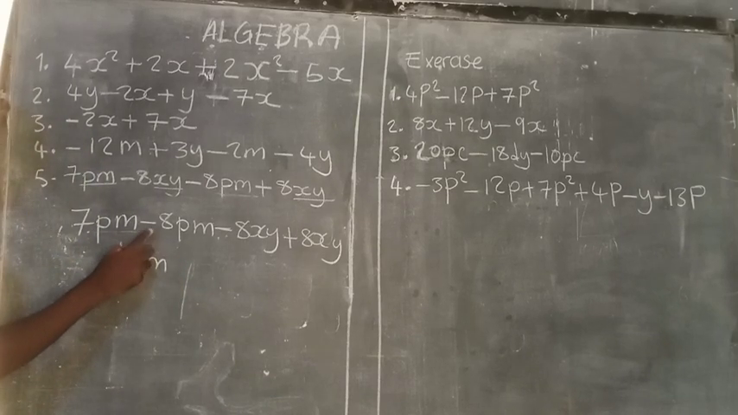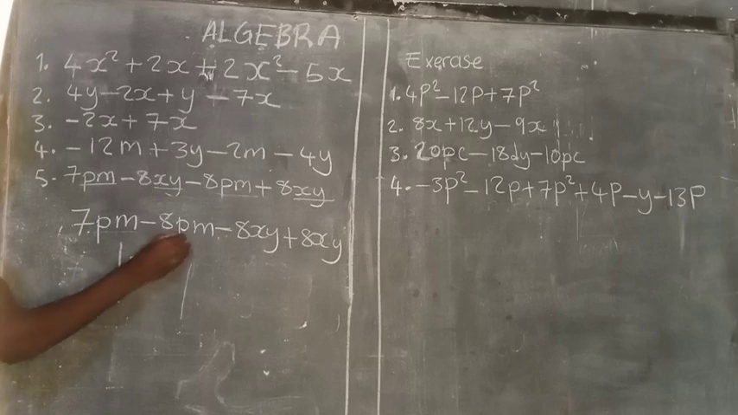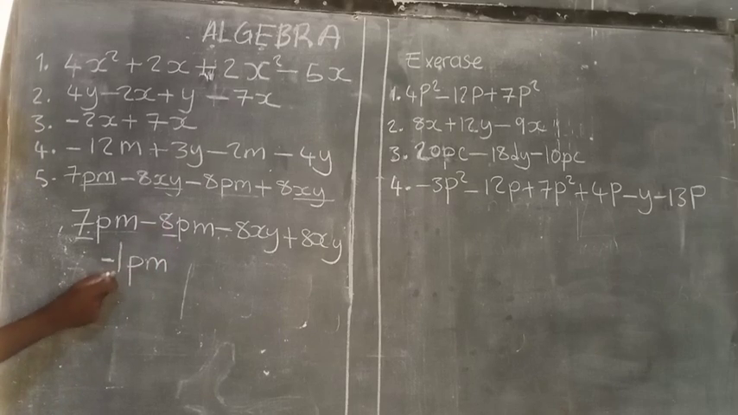Our answer will get the sign from the number which is larger. So between 8 and 7, which one is large? It's 8. So the answer should be negative 1 PM. Or we can remove the 1, just writing negative PM.